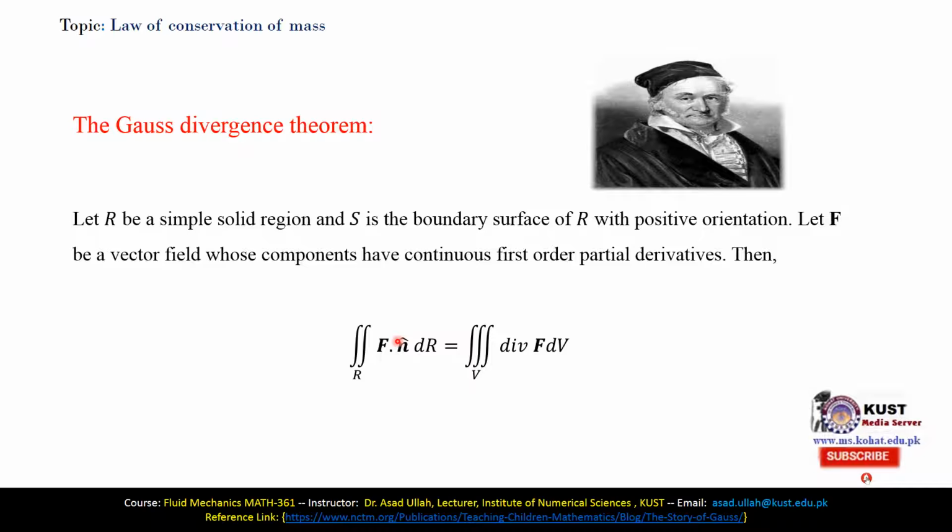the surface integral of the vector function F dotted with the unit normal at the surface S is equal to the volume integral of the divergence of the vector F. So in this mathematical structure, you can see that the surface integral is related to the volume integral, and this relation is most important because we will use it in the derivation of the continuity equation.